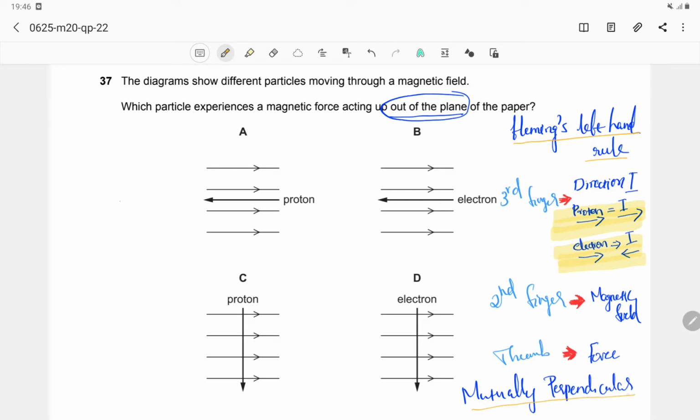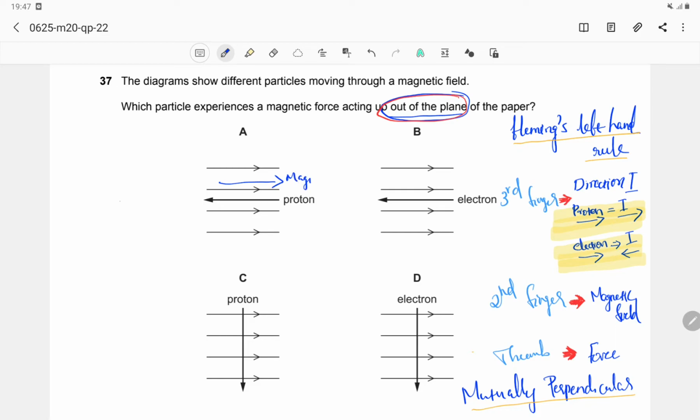All must be perpendicular to each other. Now let's look at the options because we need to find in which of the options the force or the thumb should point out of the plane. So let's check option A. In option A you can see the magnetic field direction is towards right and the proton is moving towards left.